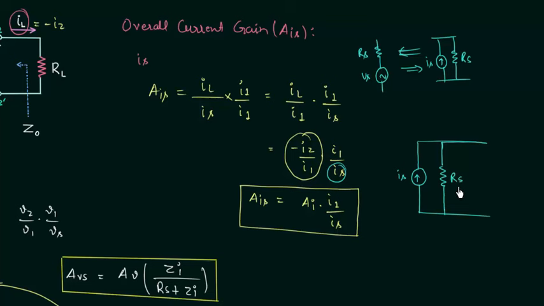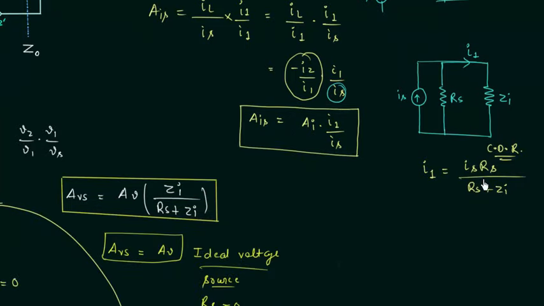The resistance is RS, and we have the input impedance equal to ZI. This is ZI. Current through the input impedance is I1, the input current. I will use the current divider rule, and by using this I will find the current I1. Current I1 is equal to IS multiplied with resistance RS divided by RS plus ZI. This is using the current divider rule, a very simple rule which you can follow. And from this we can find out I1 by IS. I1 by IS is equal to resistance RS divided by RS plus ZI.